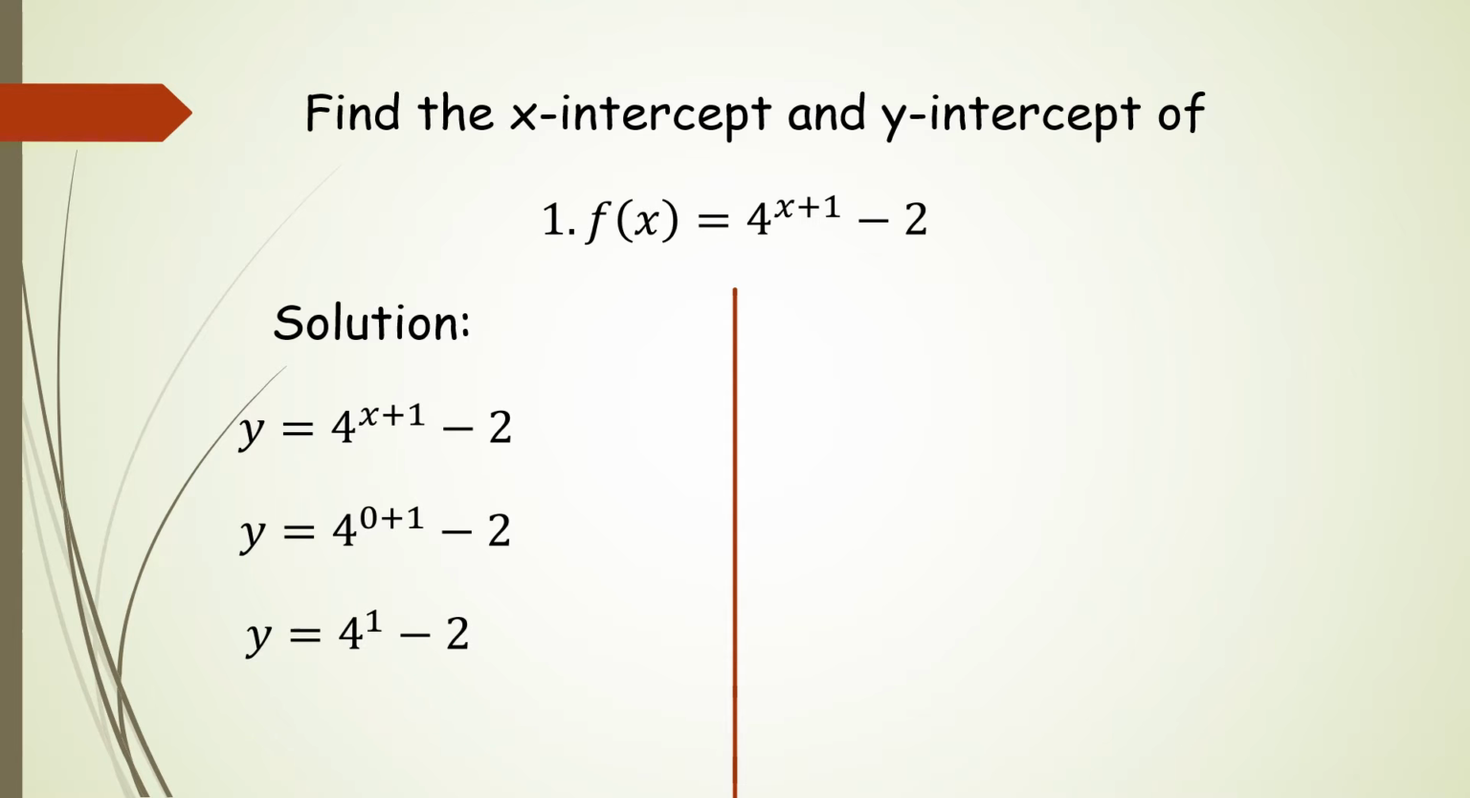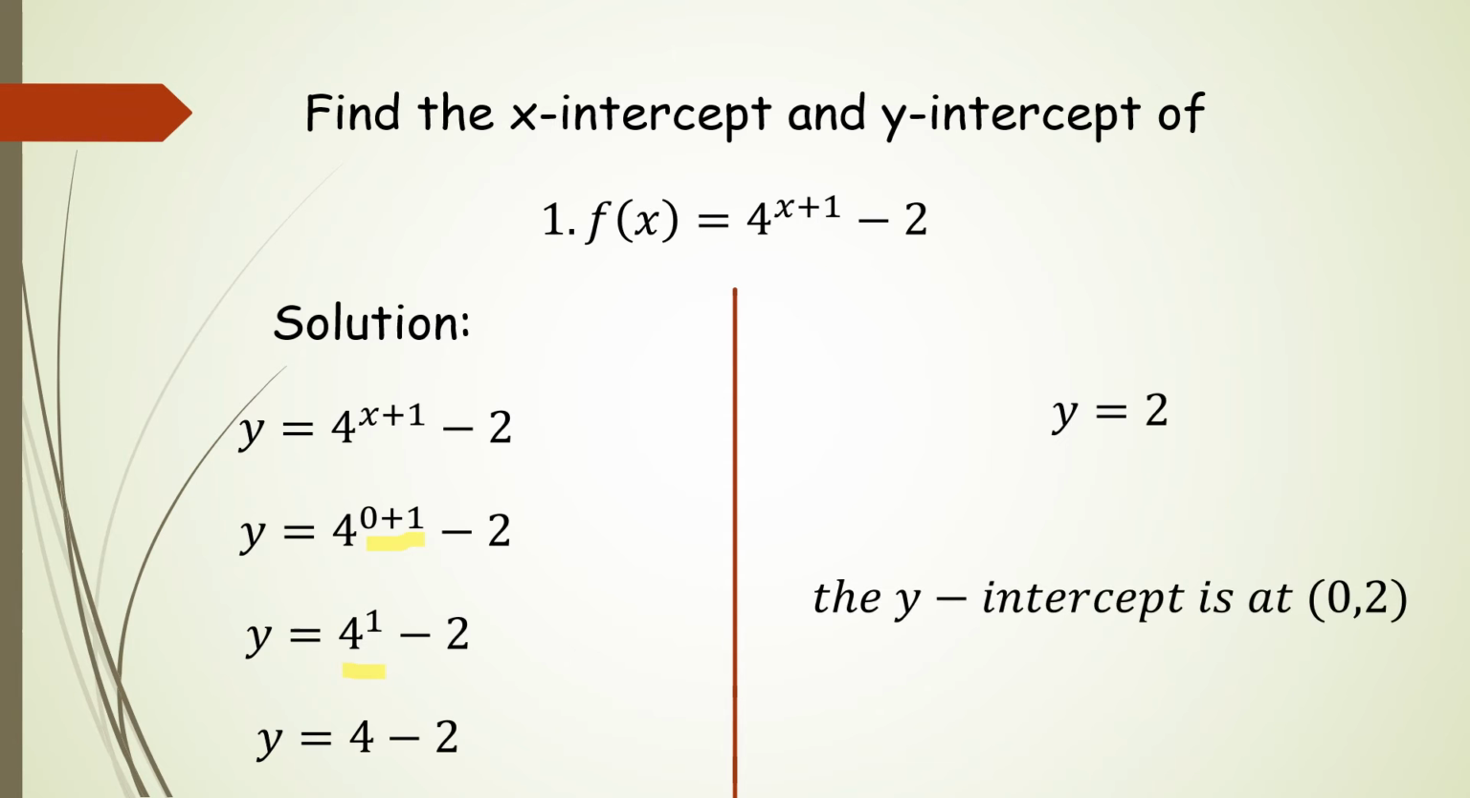By simplifying this one, the exponent of 4, we have y is equal to 4 raised to 1 minus 2. And 4 raised to 1 is 4, then minus 2. So therefore, we have y is equal to 2, or the y-intercept is at 0, 2.